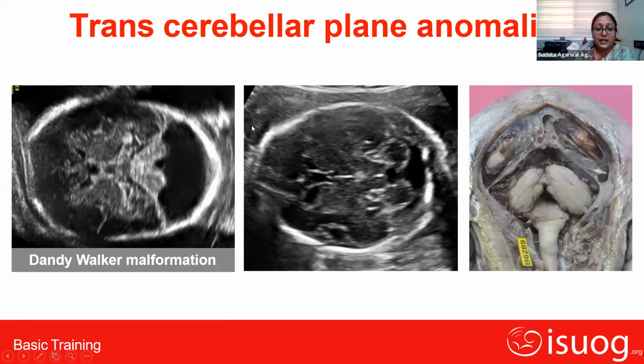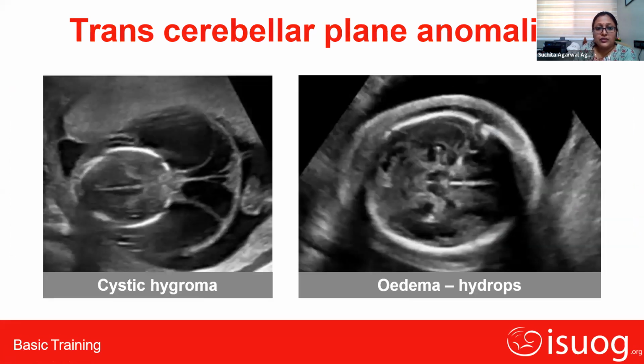Here is another image showing the Dandy-Walker malformation. You see there's a hypoplastic cerebellum also in this case. The vermis appears to be small. There is dilatation of the cisterna magna. If we slide down, we can find the communication between the fourth ventricle and the cisterna magna. By taking these three planes, you can also find the cystic hygroma, which is very easily detectable. This is a septated cystic hygroma with hydrops.